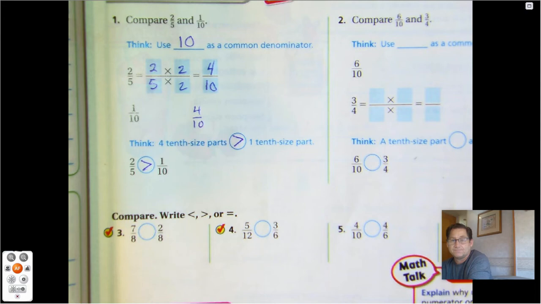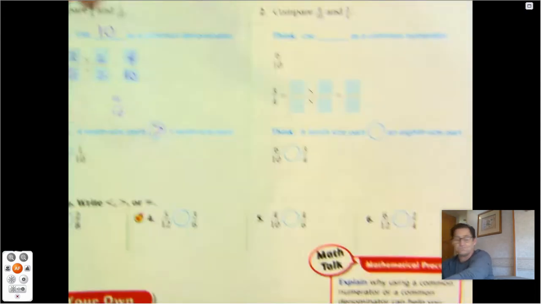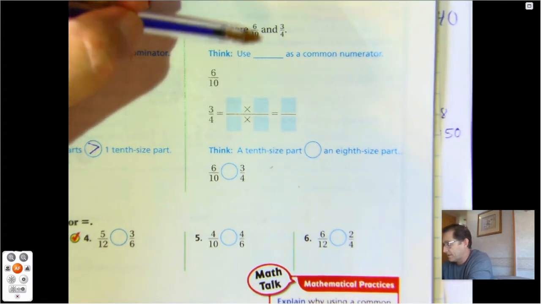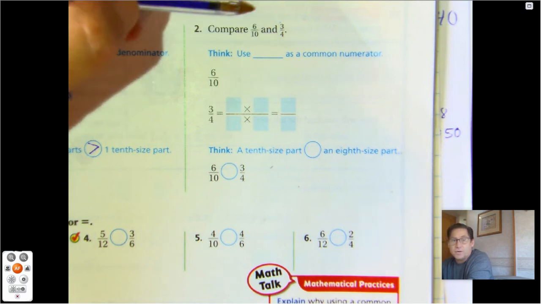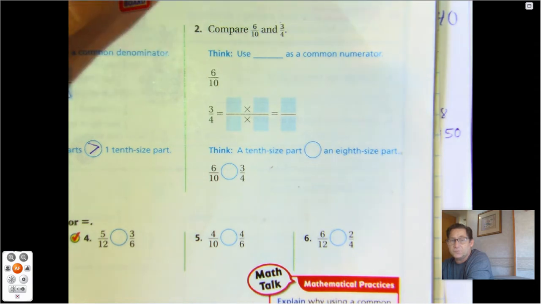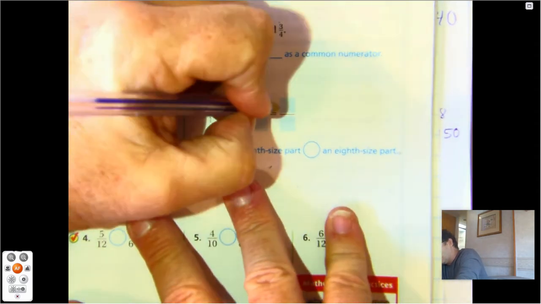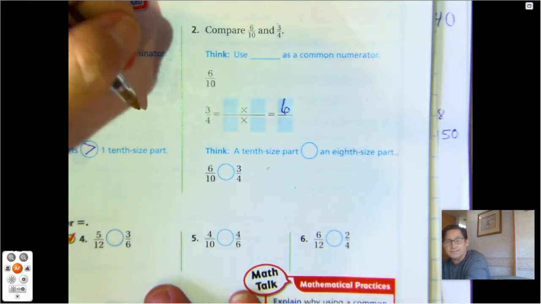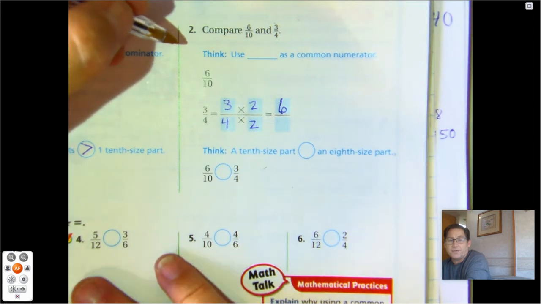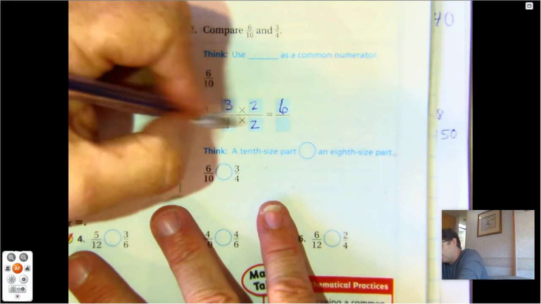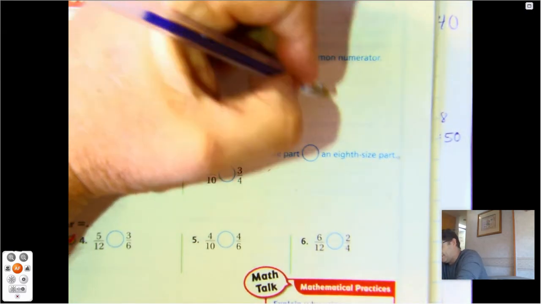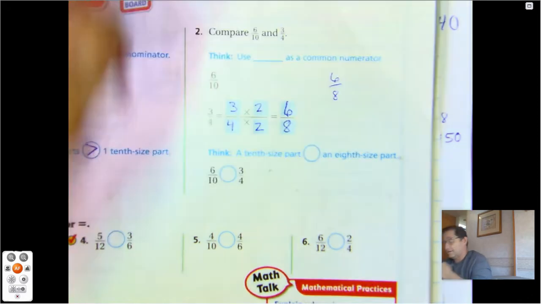All right, compare 6/10 and 3/4. And it's going to be easy to get a common numerator because I can multiply the 3 in 3/4 by 2 to get 6. So I'm going to put 6 there. I'm going to rewrite 3/4. And I'm just going to multiply the numerator and denominator both by 2. And 4 times 2 is 8. So now we have 6/8 and 6/10. The sixes are the same.